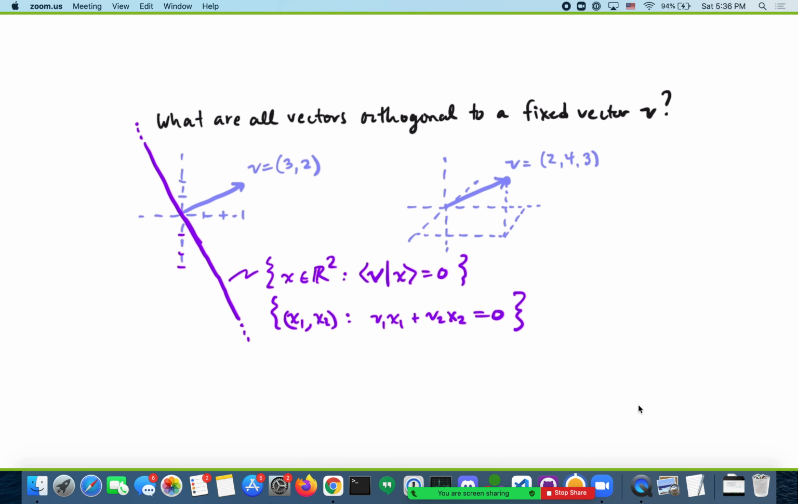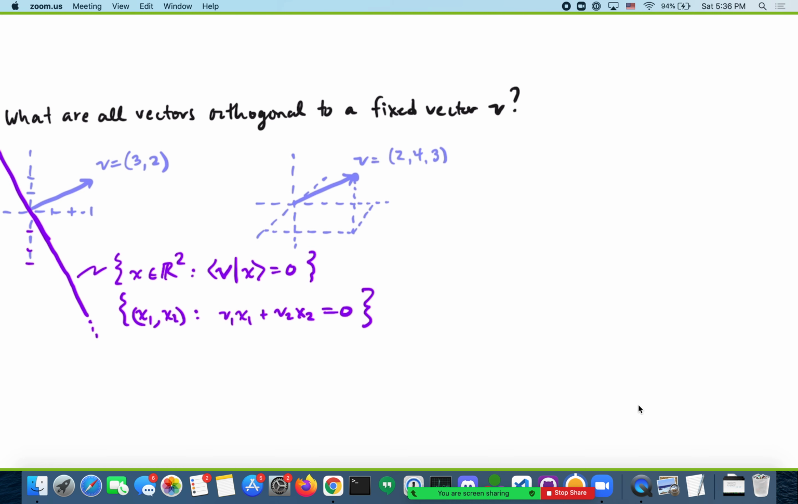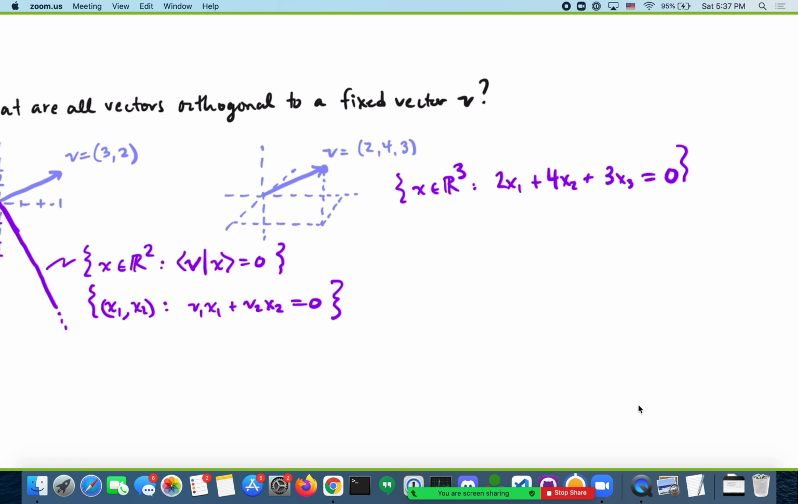Okay. Same thing in three-dimensional space, in any dimension. The set of vectors orthogonal to a fixed vector v, well, in this case it would be the set of x in R3 such that x1 times 2 plus x2 times 4 plus x3 times 3. By the way, I could have written it like dot 3, but typically you would see it like this. We put numbers before the variables, although it doesn't matter. Equals 0. This is the dot product equals 0.